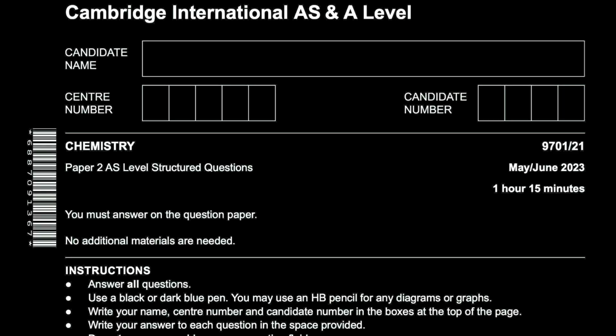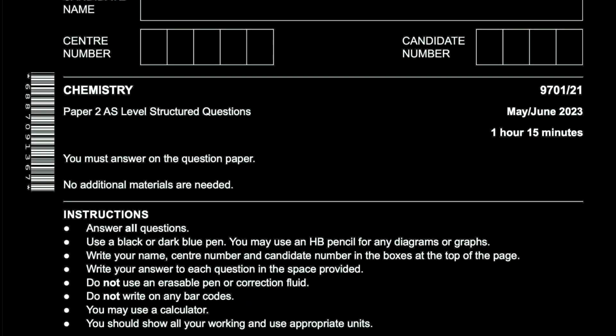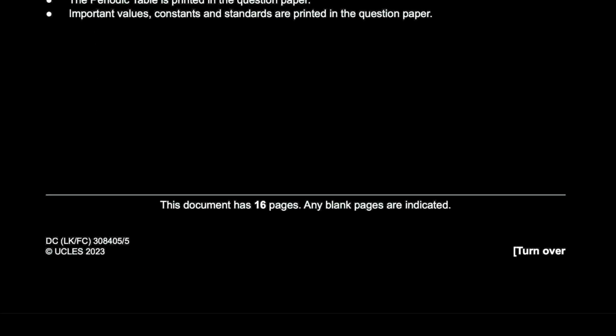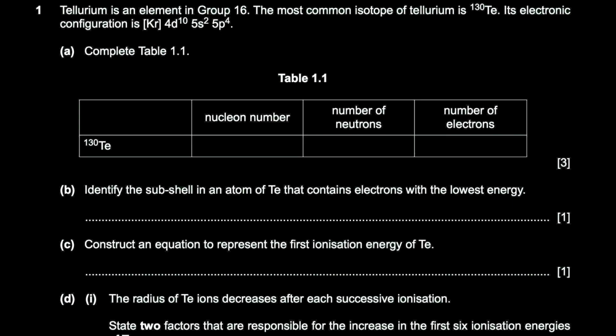So today we're going to be solving May-June 2023 paper 21, that's paper 2 variant 1. So here we have question number 1, which says tellurium is an element in group 16.